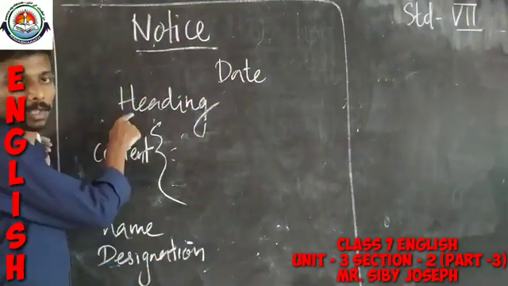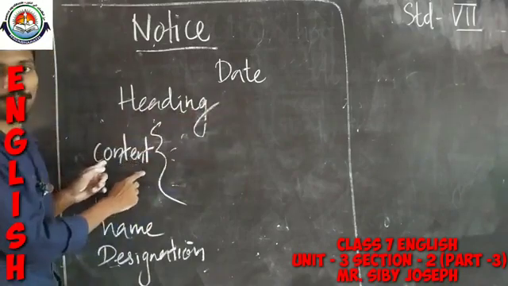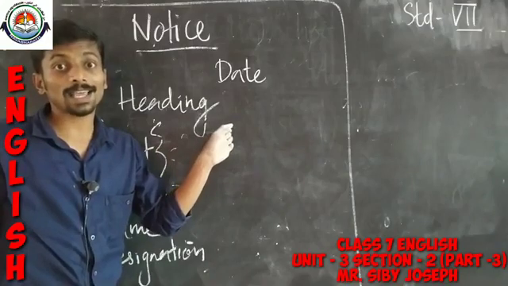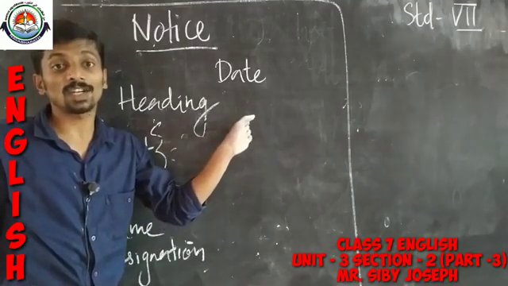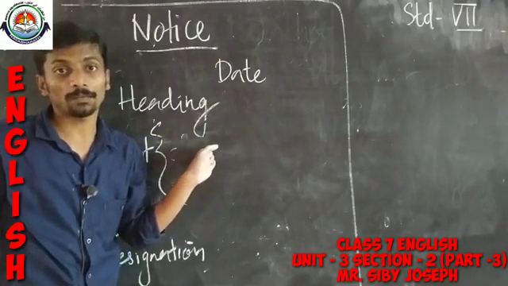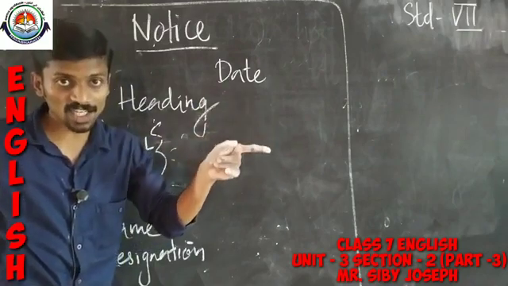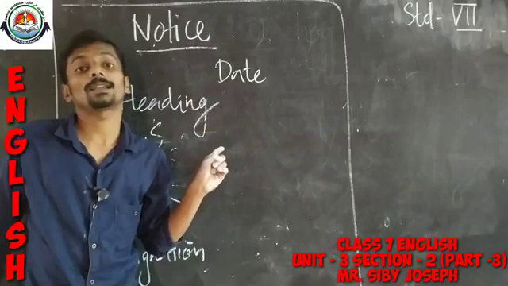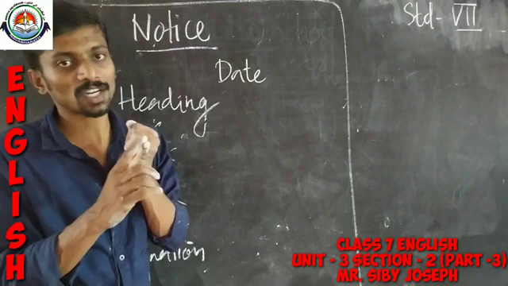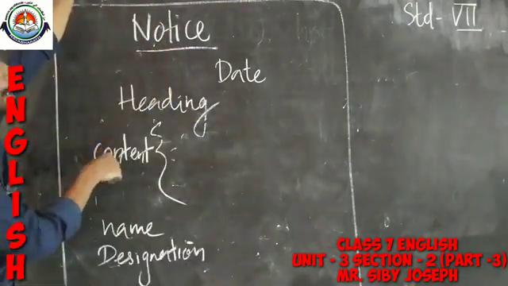For example, here you can write Science Day celebration 2018, and here you can write that it has been decided to celebrate the National Science Day celebrations 2018 under the auspices of the Science Club of our school on dash at 12 p.m. in the school auditorium. So, we have mentioned date, venue, time, everything. These are the things you have to include in a notice.